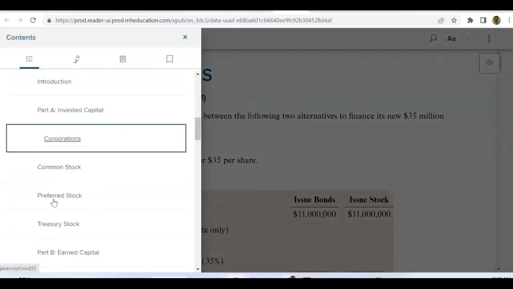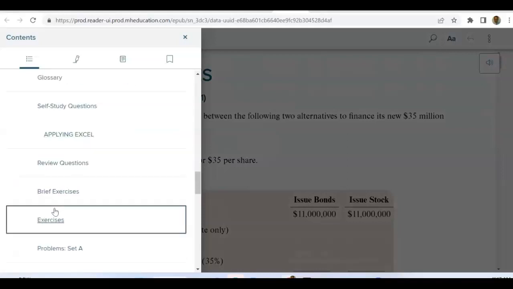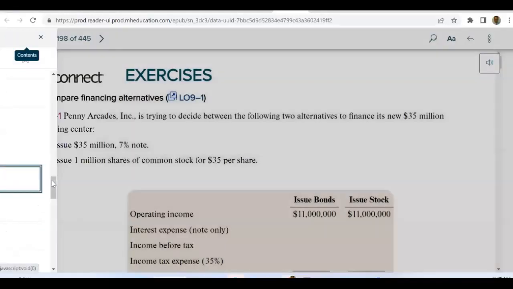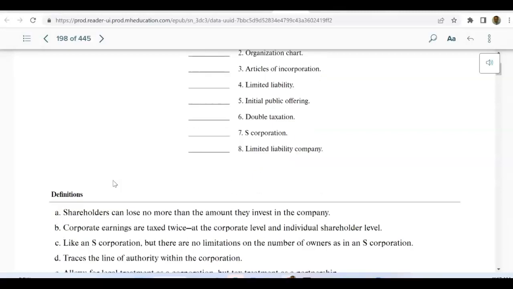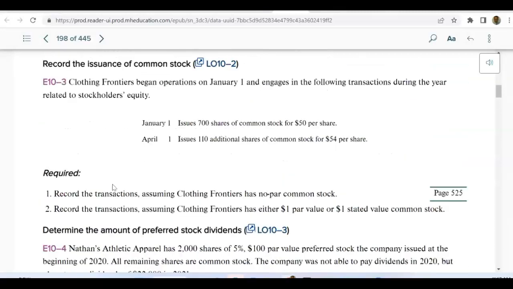In chapter 10, exercise 3 is the one that I think you will have as a homework problem. So let's go to exercise 3. It says Clothing Frontiers began operation on January 1st and engages in the following transactions during the year related to the stockholders' equity.